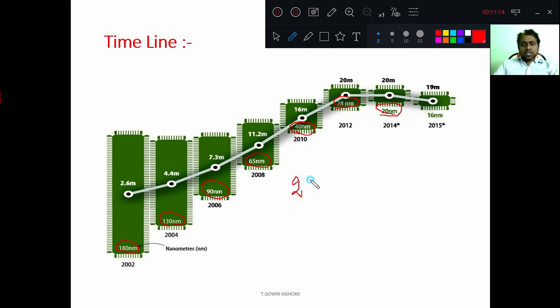Now in 2020 we have used 10 nanometer. So first of all we have to know what is meant by a nanometer. A nanometer tells the length and width of the components which are fabricated on the chip. A nanometer is 10 power minus 9 meter. So the technology tells the length and width of the electronic component used on the chip. Okay, so this is about the timeline of the technology used.